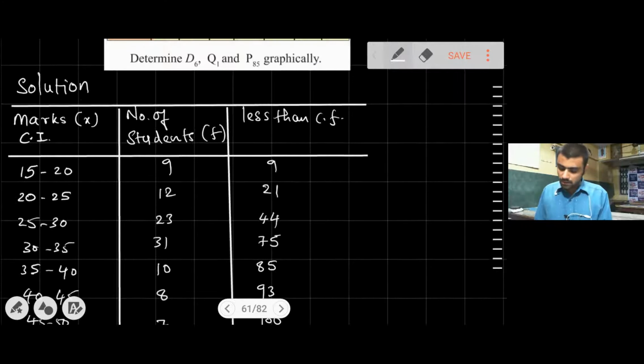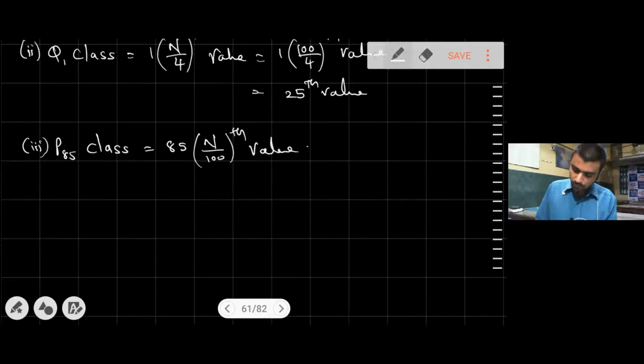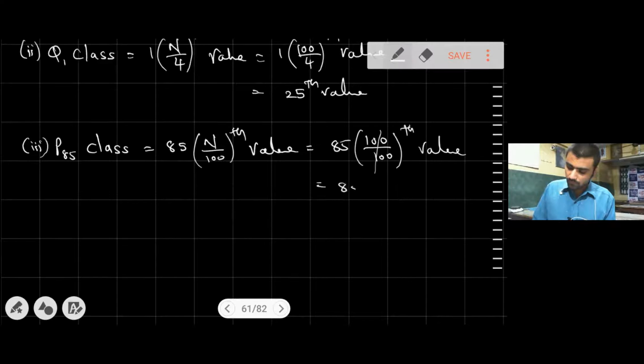And the last part, which is asked as P85. So the P85 class will be 85 into n upon 100th value, which is going to be 85 into 100 upon 100, which is going to be the 85th value that we have to locate there.